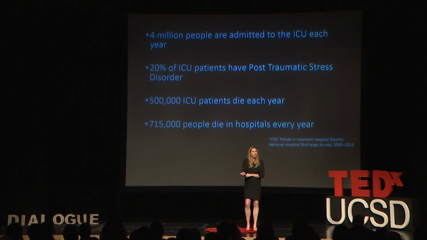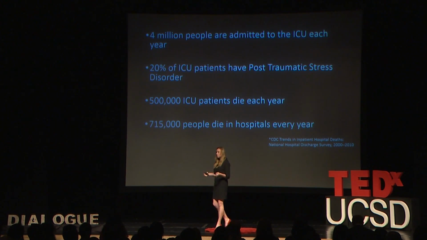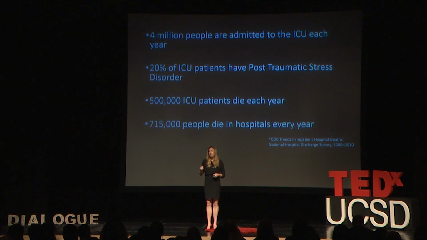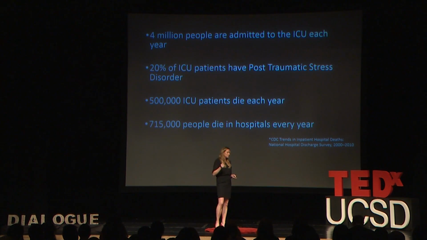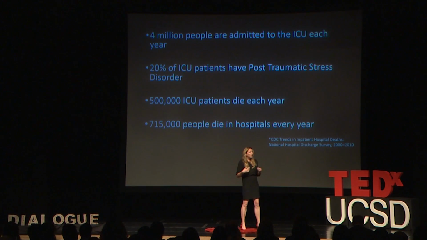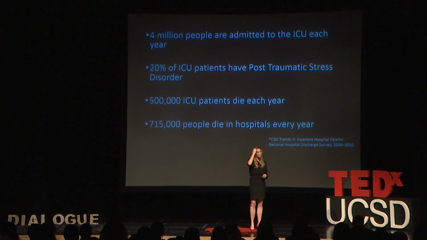So why is this happening? Could it be that we're not talking about death, and that is why patients are dying in hospitals? In the ICU each year, 4 million people are entering with a mortality rate of between 8 and 19%. 500,000 people are dying in the ICU every year. Of the patients that survive, 20% of them have post-traumatic stress disorder at 1-year follow-up.